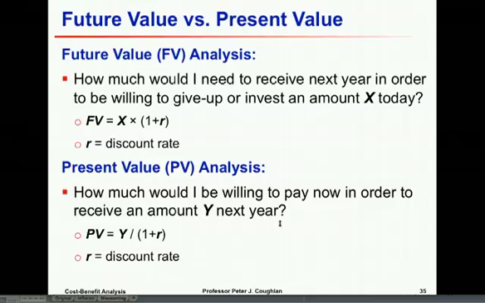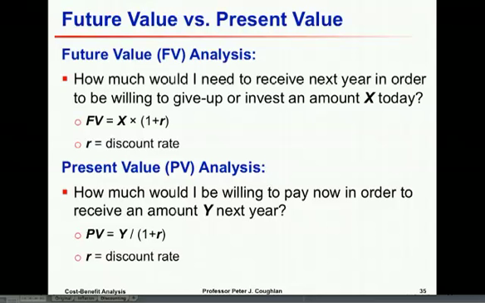Present value says, well, how much would I be willing to pay now in order to receive an amount Y next year? Again, I'm using Y so we don't confuse X's and Y's here. But suppose I was going to receive $200 next year. How much would I be willing to pay now to get $200 next year? Well, I'm not willing to pay $200 now to get $200 next year. We already know that $200 next year is worth less than $200 now. But I'm willing to pay something. I would pay $100 now to get $200 next year, right? But what is the exact amount?